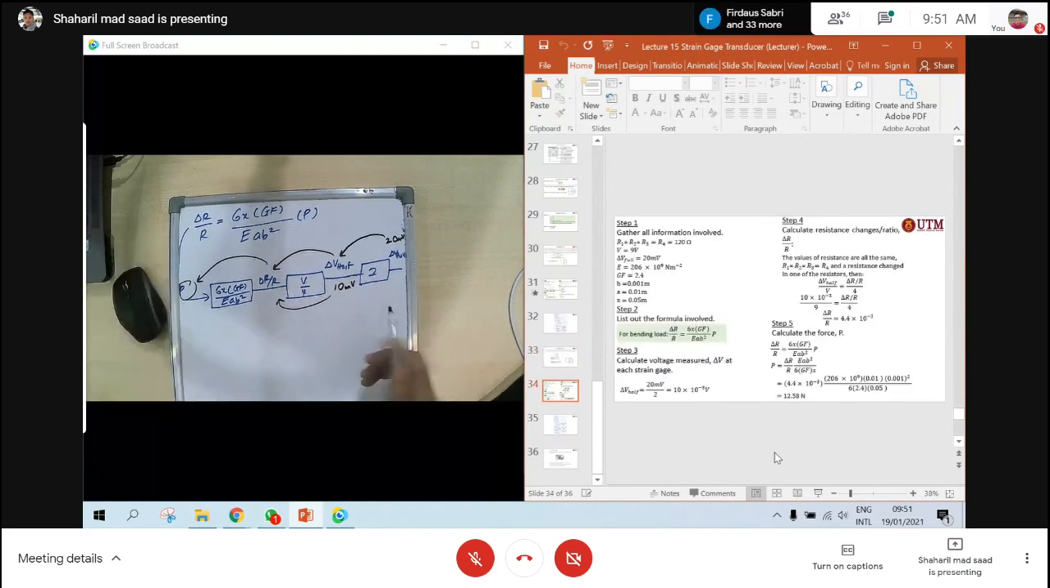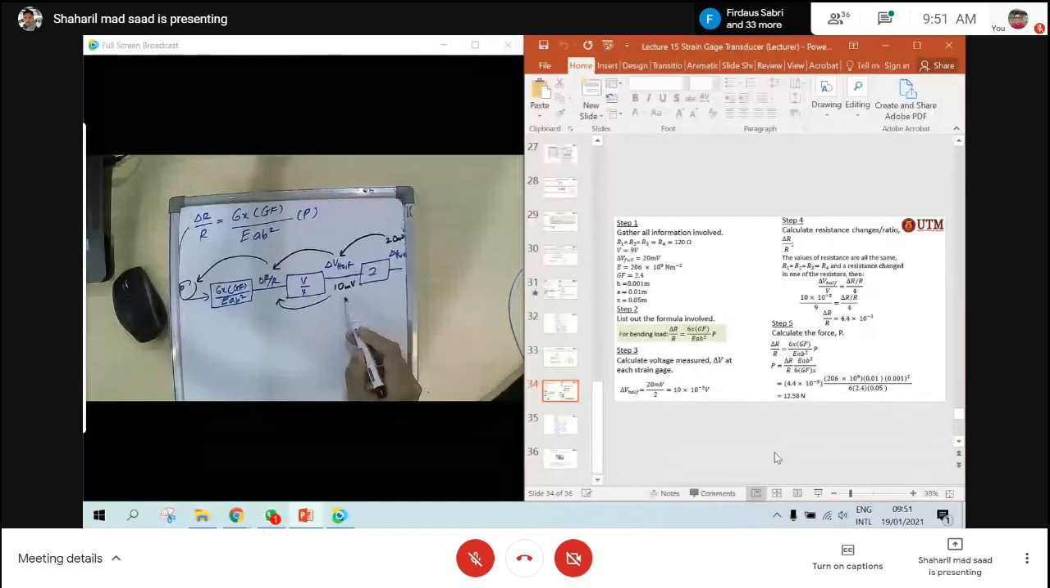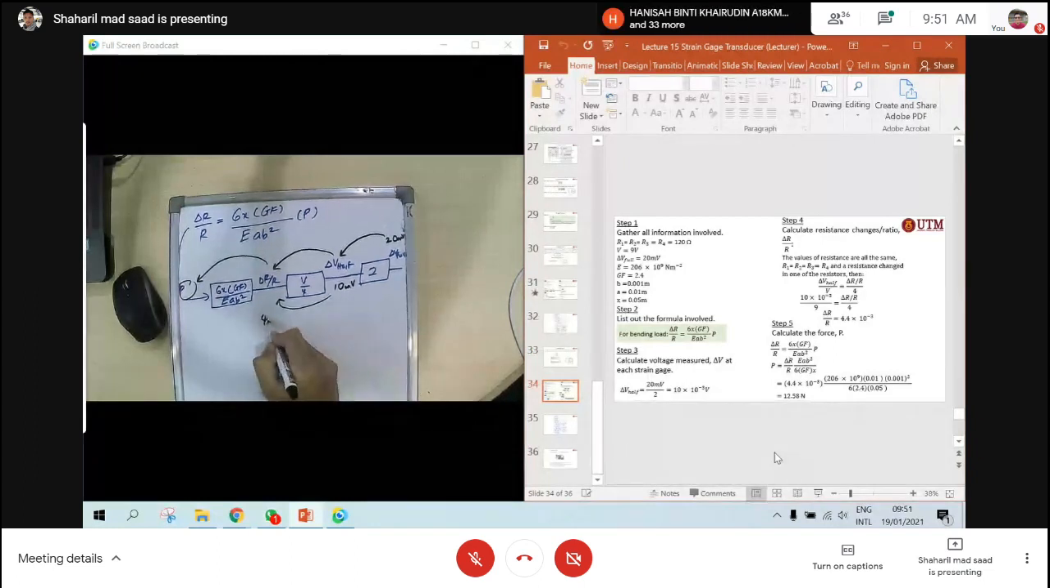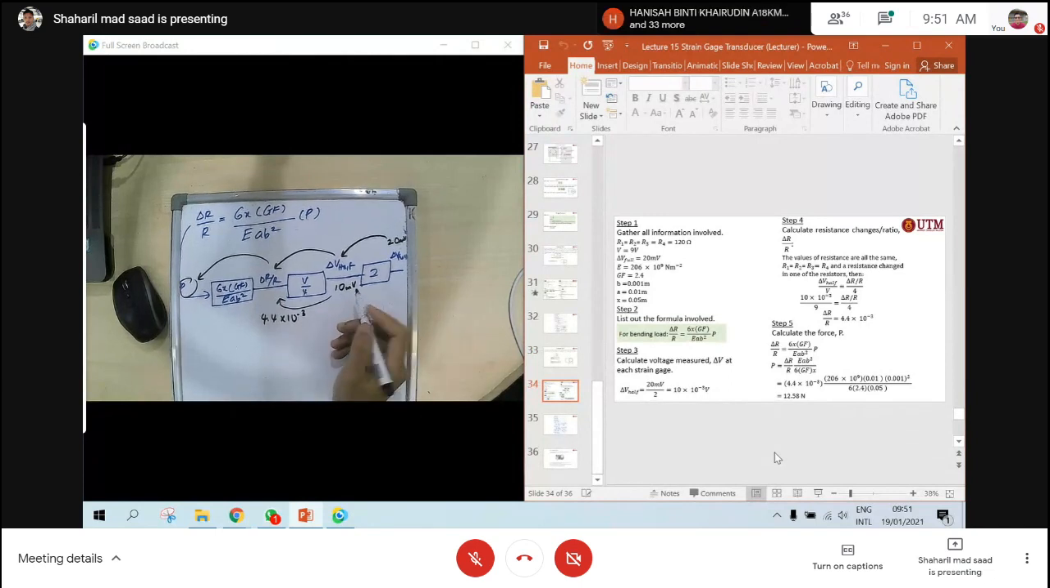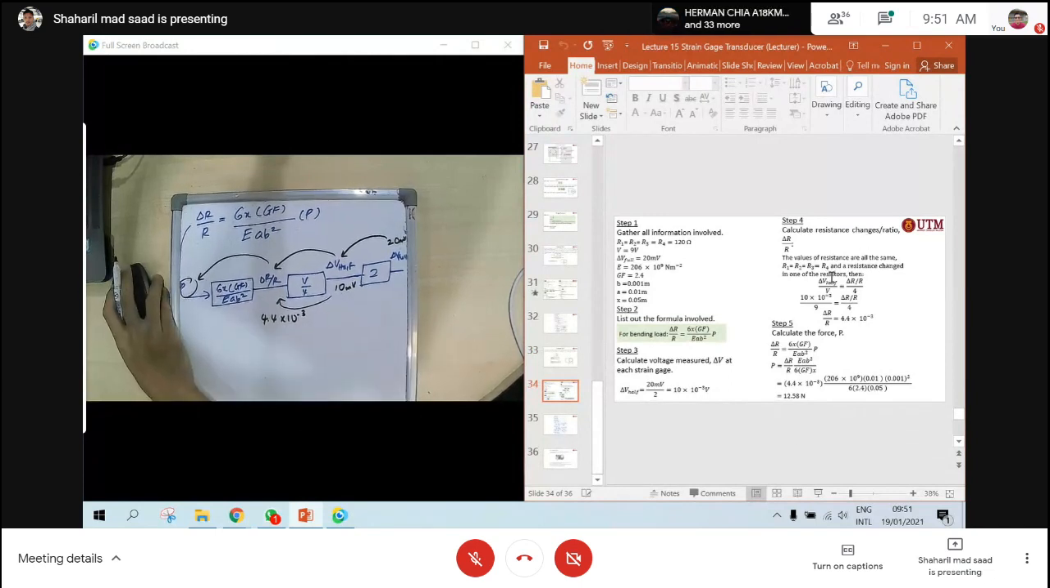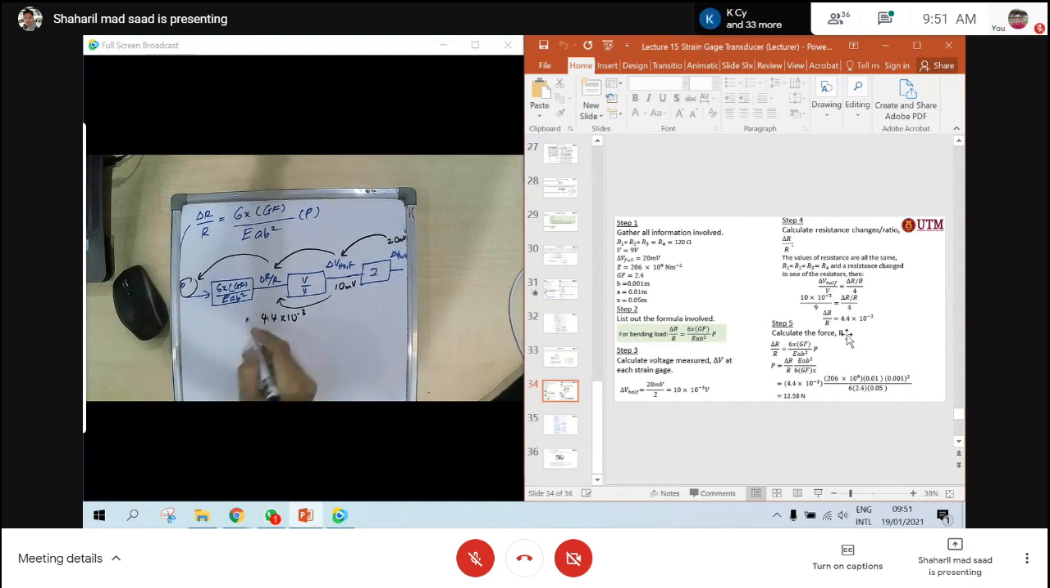Okay, 10 millivolt done, you can get it. You got it 4.4 times 10 power of 3. Okay, look at here, right? Delta V half is 10 millivolt divided with 9. You times with 4, you got it 4.4 times 10 power of minus 3. Done. And this one, you can get the force applied by having this formula.